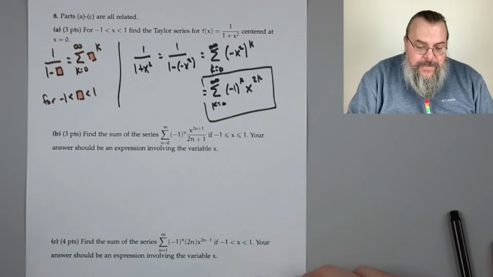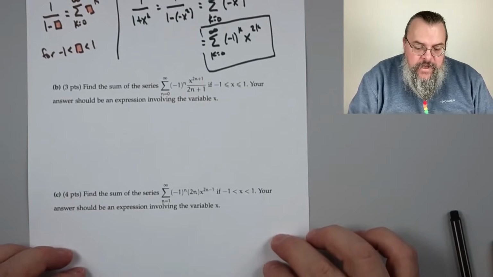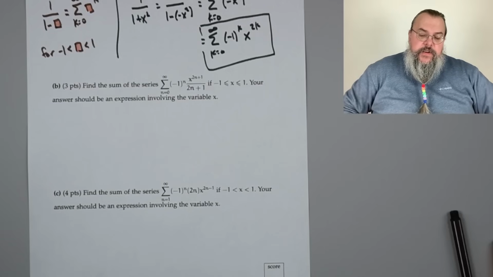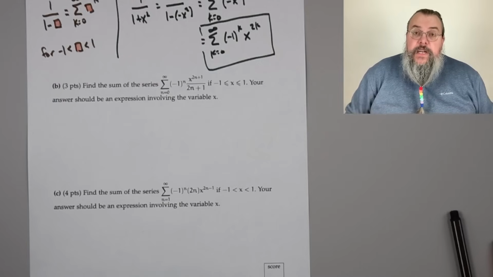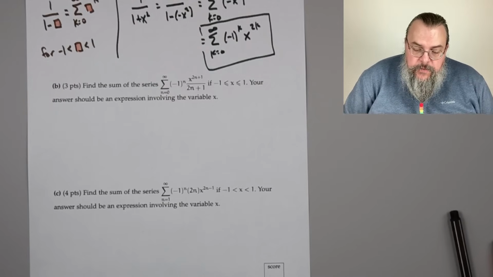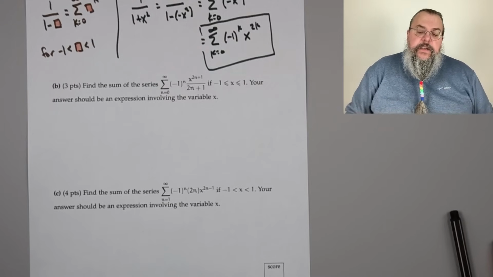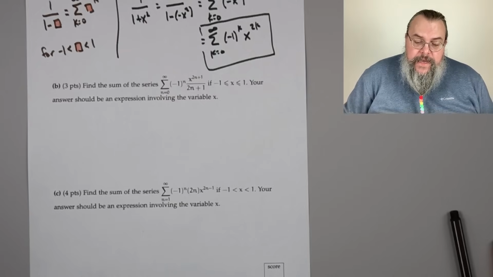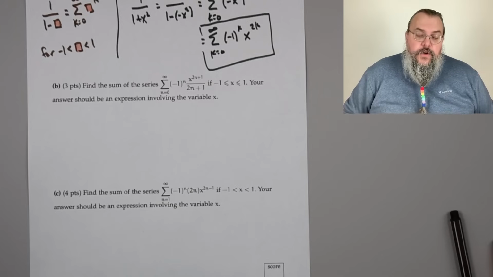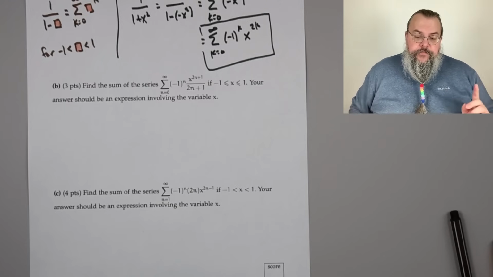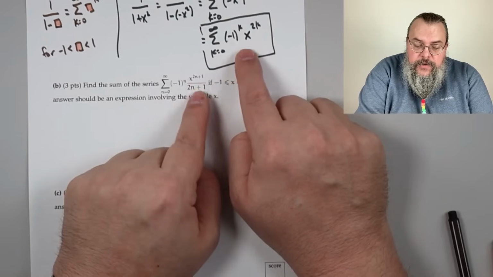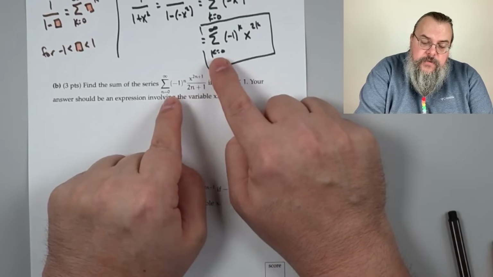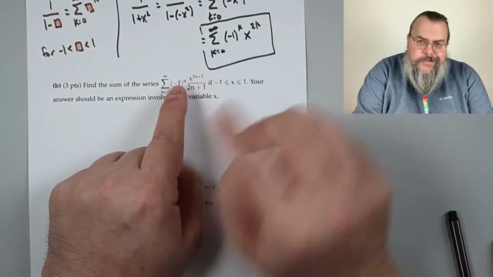All right, part B. Find the sum of the series, -1 to the n, x to the 2n plus 1 over 2n plus 1, if you're between -1 and +1. And your answer should be an expression involving the variable x. Okay, cool. Now, let's compare. How do these look? Well, they chose to use n where I put k, but okay, all right. Fine.